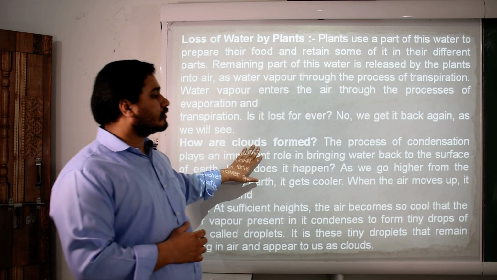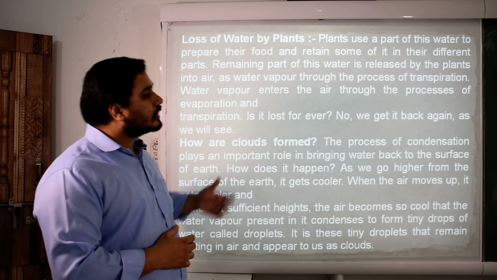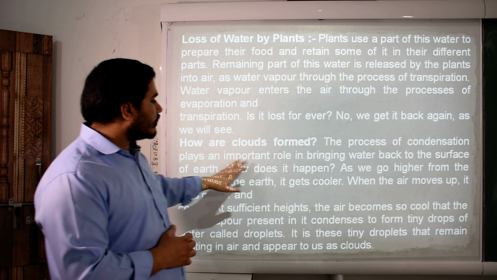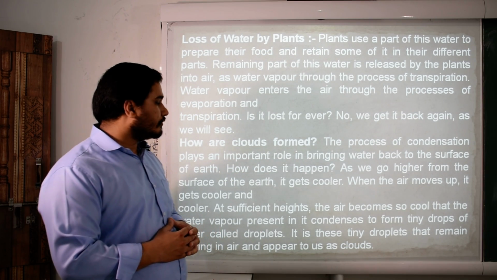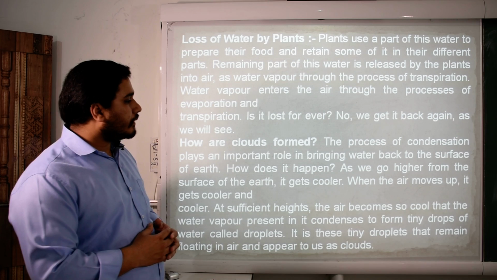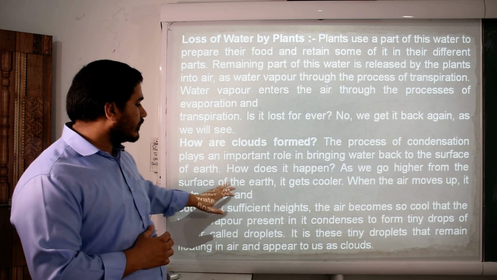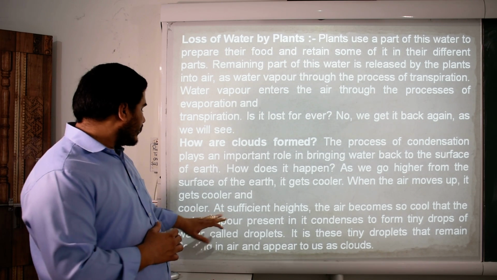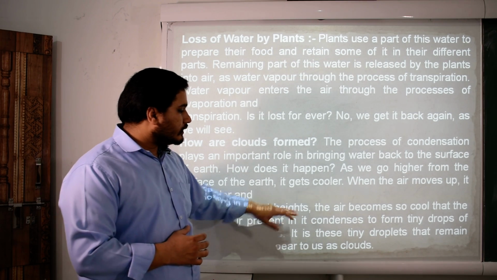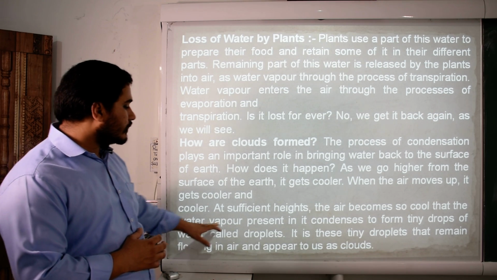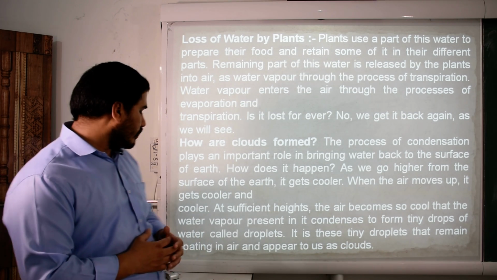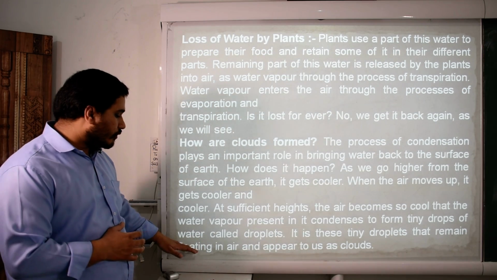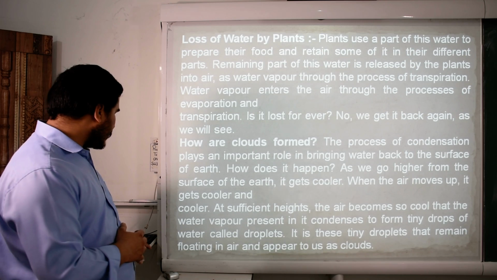How are clouds formed? Now the question comes here: if you are getting the water back, then how does the main thing, cloud formation, happen? The process of condensation plays an important role in bringing water back to the surface of the earth. How does it happen? As we go higher from the surface of the earth, it gets cooler. When the air moves up, it gets cooler and cooler. At sufficient height, the air becomes so cool that the water vapor present in it condenses to form tiny drops of water called droplets. These tiny droplets remain floating in air and appear to us as clouds.